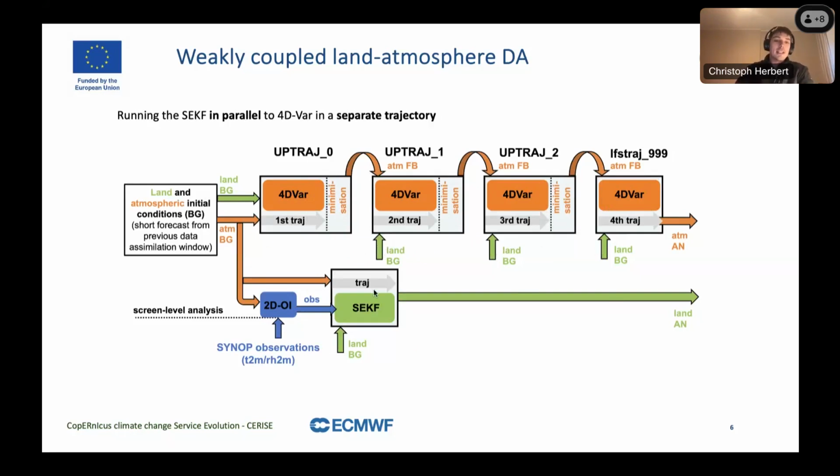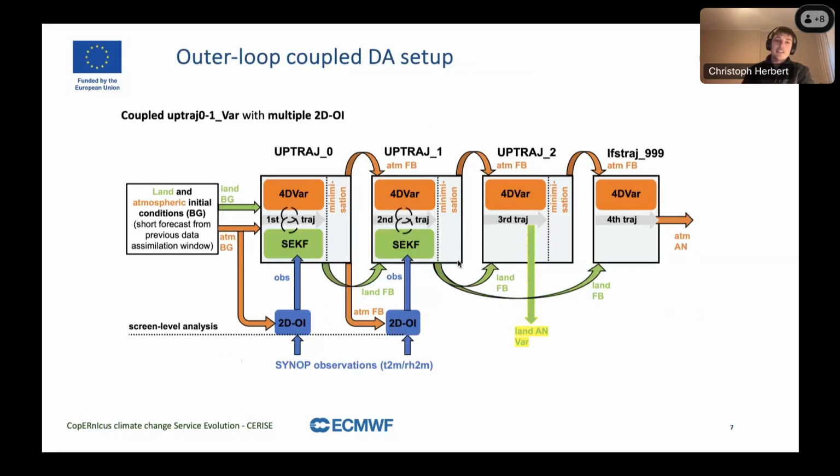And then we run in parallel the SEKF, which is our land data assimilation system essentially, and it's getting the screen level observations from this 2D-OI. And then we produce the analysis, but there is no exchange between the two systems within the same DA window. They only get, for the next data assimilation window, the new initial conditions, and then they run over again. In the new setup, what we're doing is we have an outer loop coupling now.